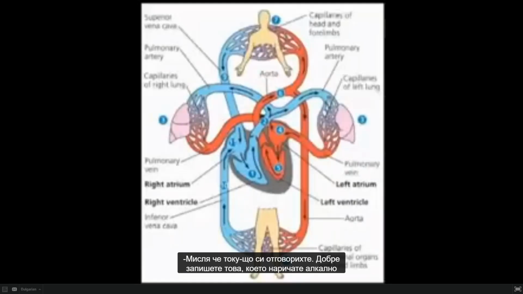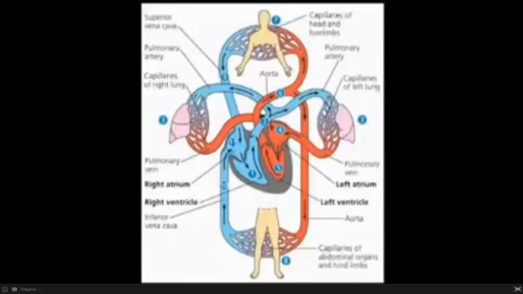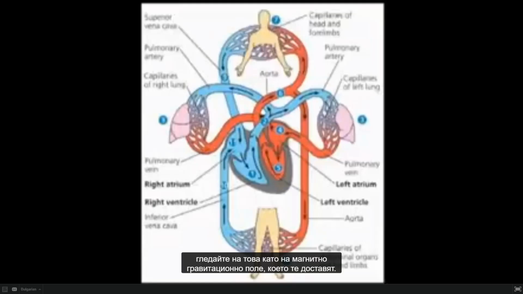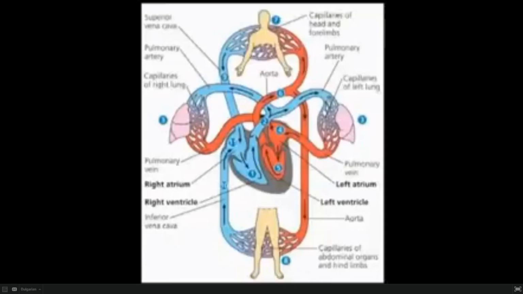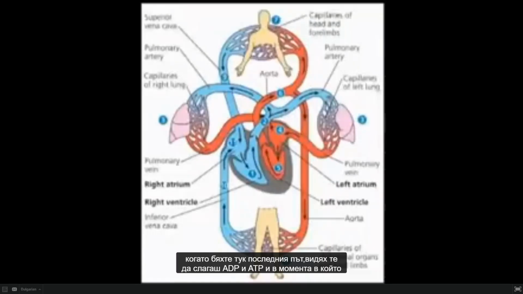Write down what you call alkaline. Write down what you call acidic. This is the hydrogen, carbon, and oxygen. Look at it as a magnetic gravitational field which they deliver. When you were here last time, the minute I showed you the ATP, ADP and ATP on the table, the minute you saw the nitrogen, it tells you the amino acid and the energy system.